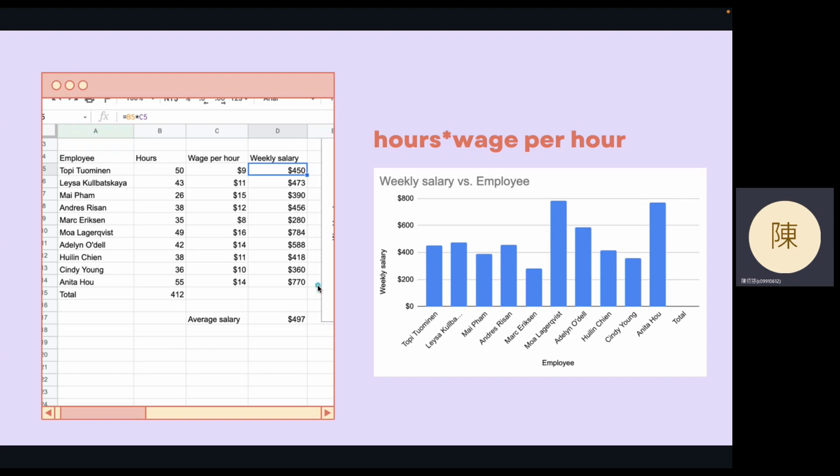And in the last part, we use the formula equals SUM B5 to B14. We plug in the numbers, and I computed the average salary per employee with the formula equals AVERAGE D5 to D14.